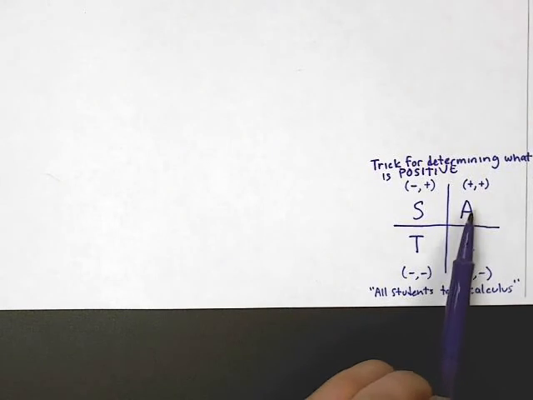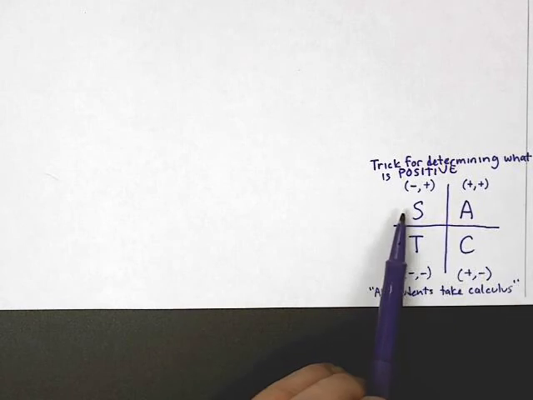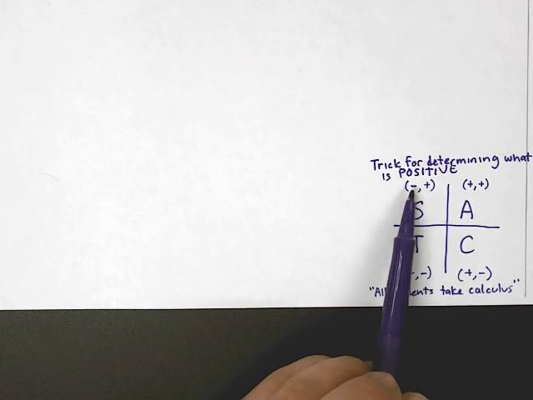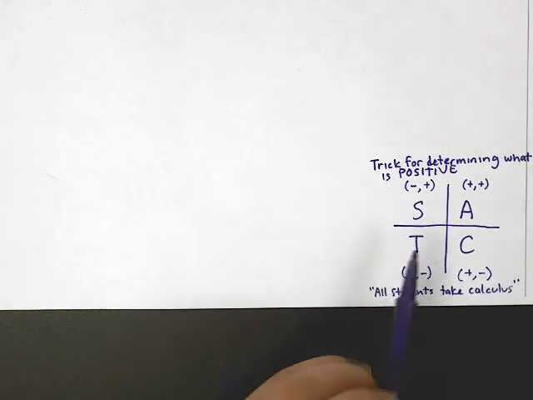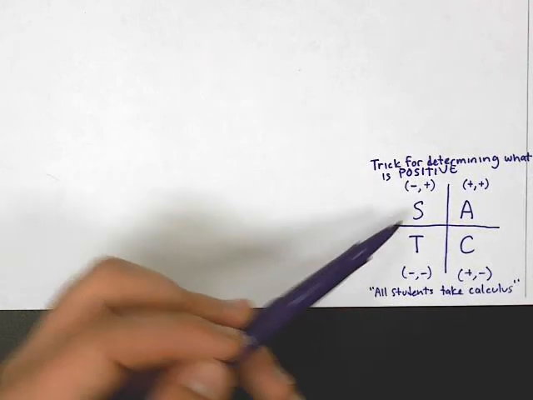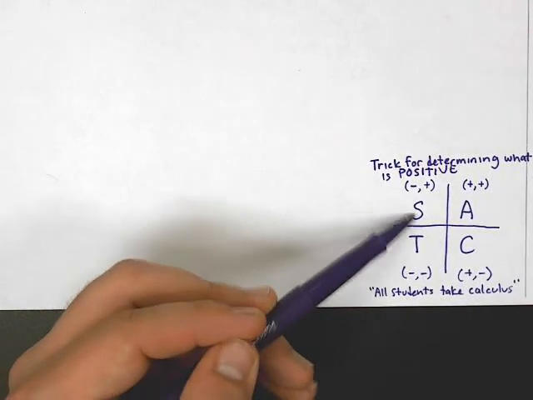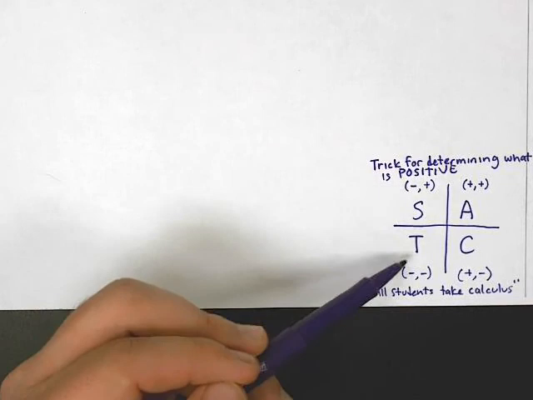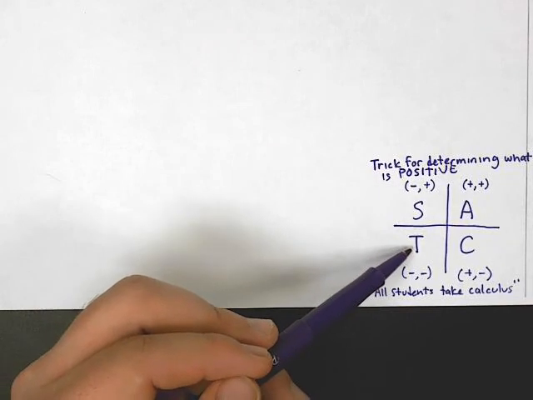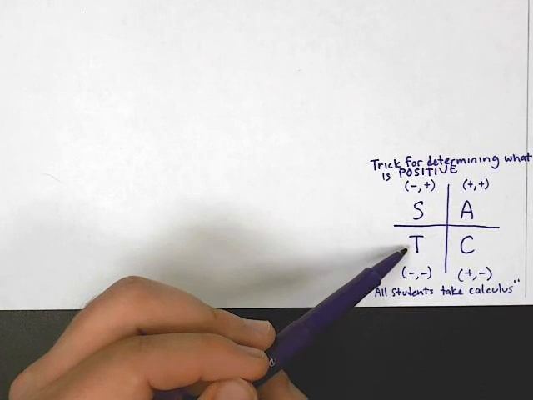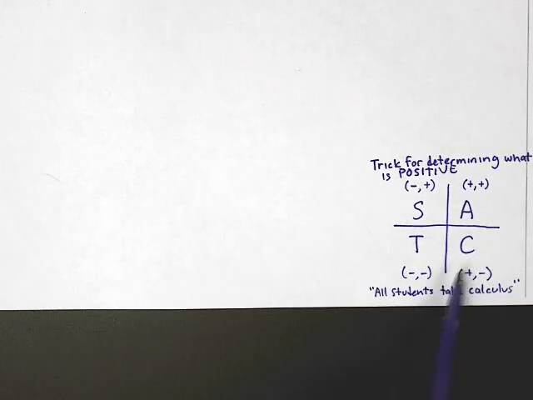Sine, cosine, tangent, all going to be positive up in quadrant 1. What happens when we go to quadrant 2? The only thing that's positive is sine. Cosine is going to be negative, and a positive divided by a negative is going to be negative. So the only thing positive is sine, S for sine. Down in quadrant 3, the only thing that's going to be positive is tangent. Both sine and cosine are going to be negative. And then down in quadrant 4, just cosine. So all students take calculus.